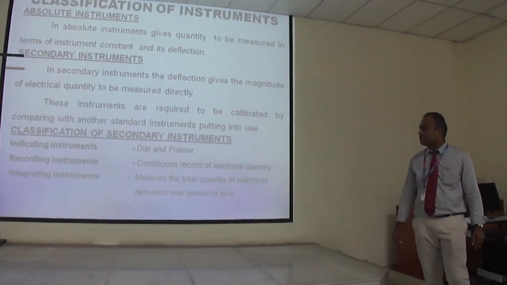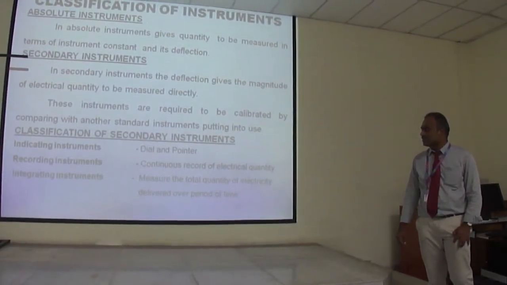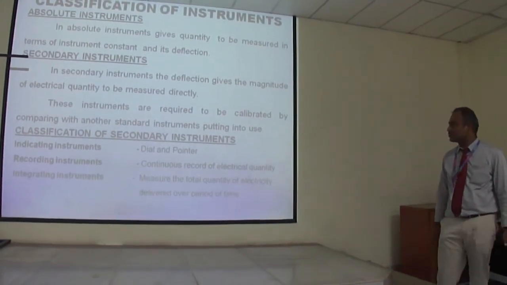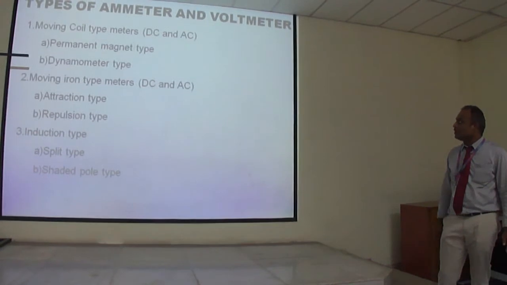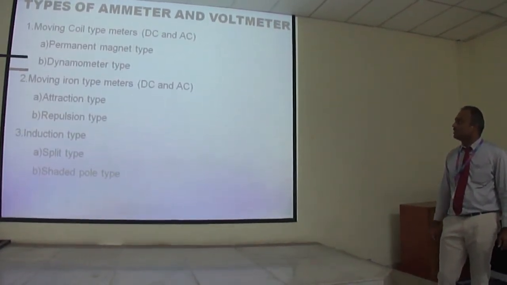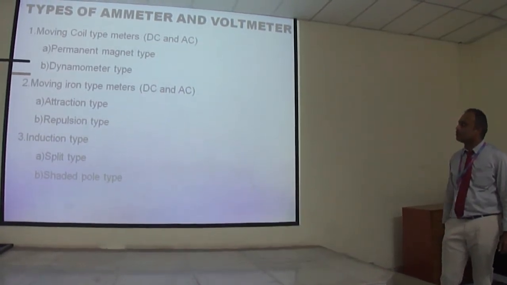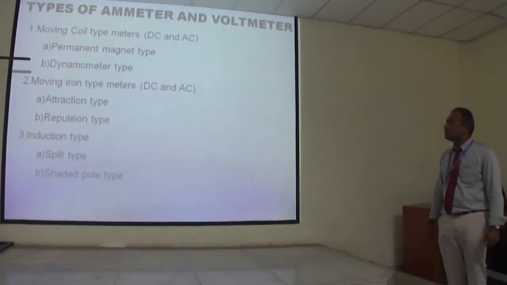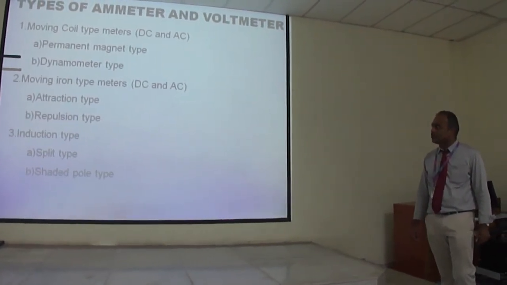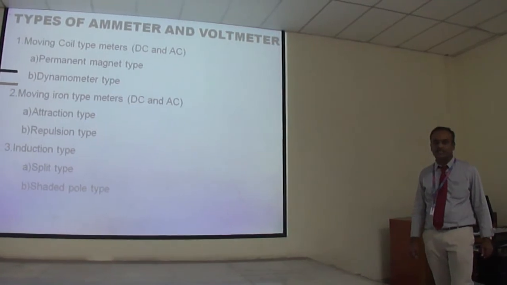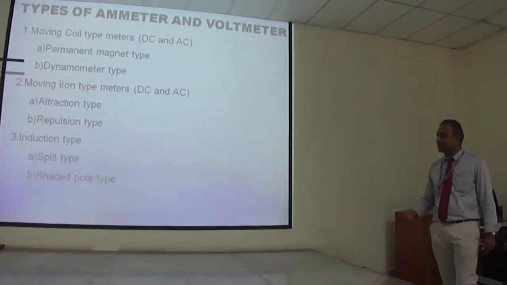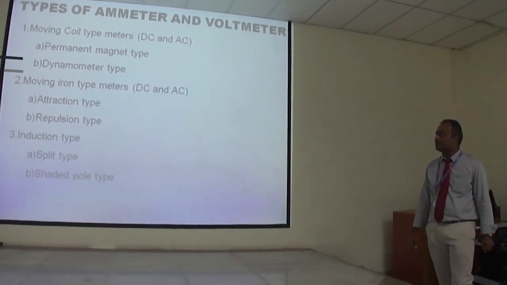We can use these instruments for ammeter and voltmeter. We can categorize these meters into moving coil type meters, which we can use for both DC and AC, and moving iron type meters, for both DC and AC. Then induction type, which again we can categorize into split type and shaded pole type.